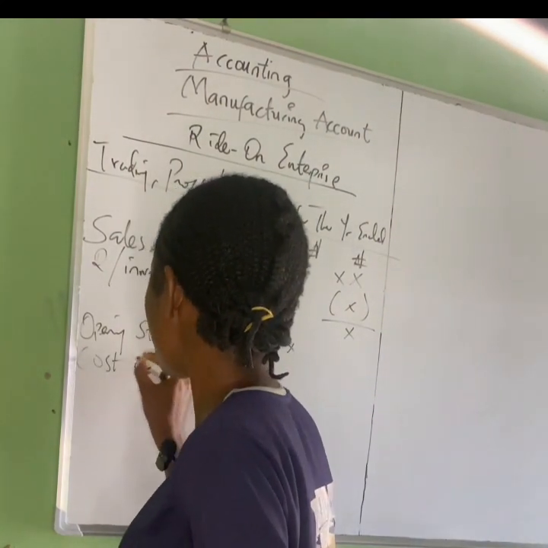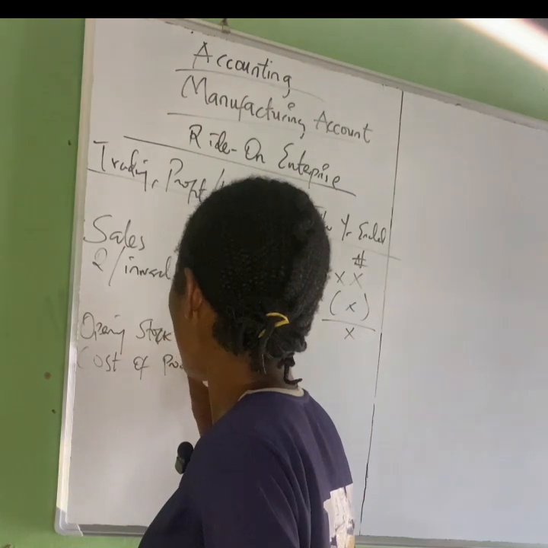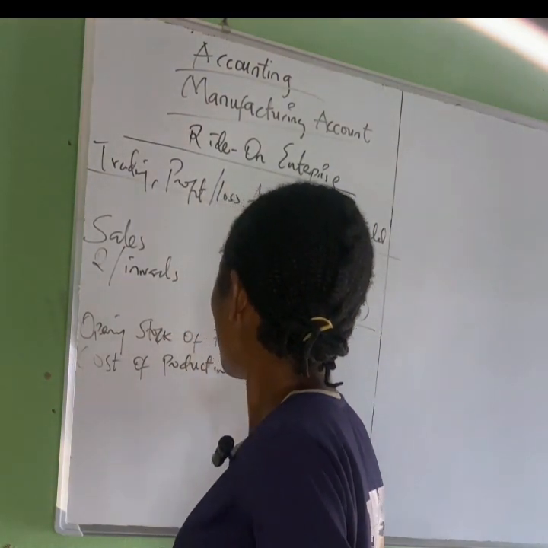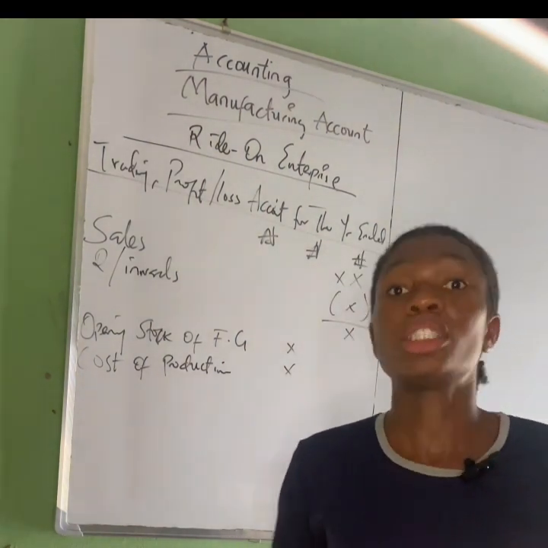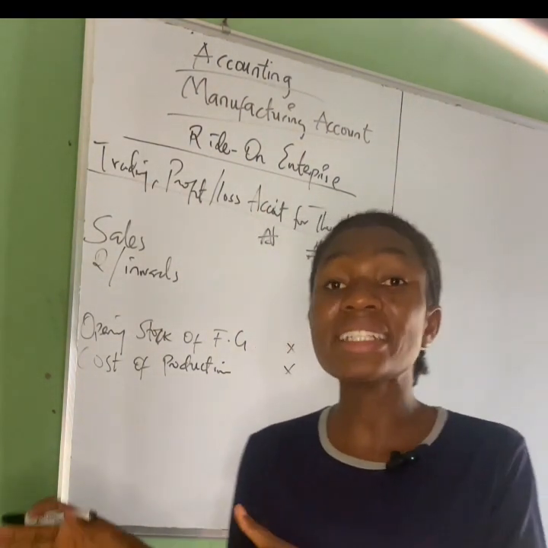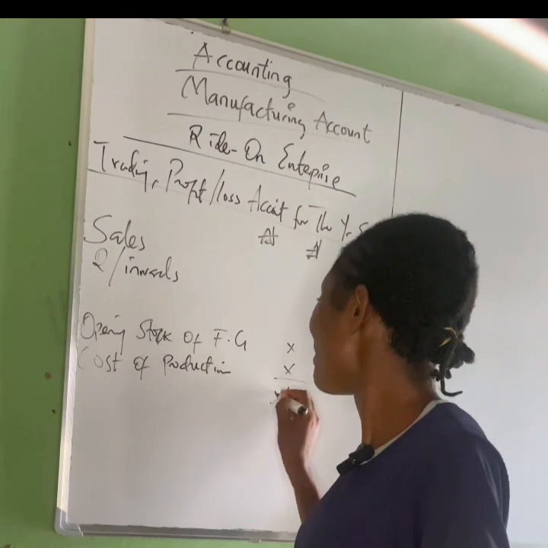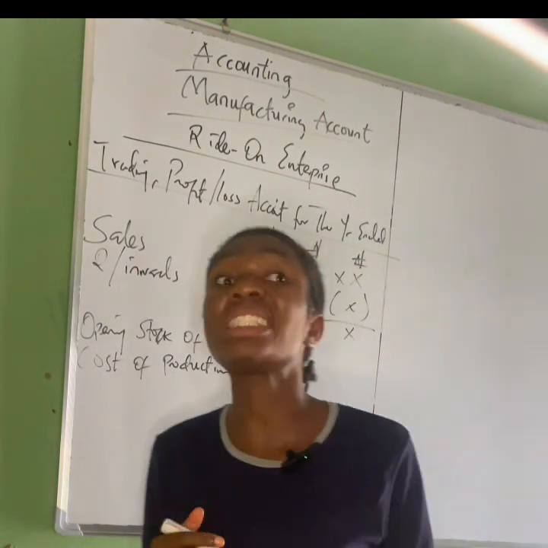We add our cost of production, the cost incurred in producing the goods at the factory. We add it here to get our cost of goods available for sale. Are we there now? So this is how we do it.